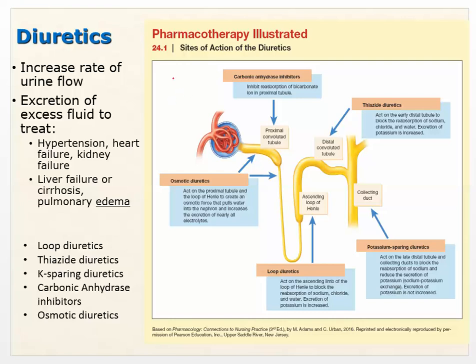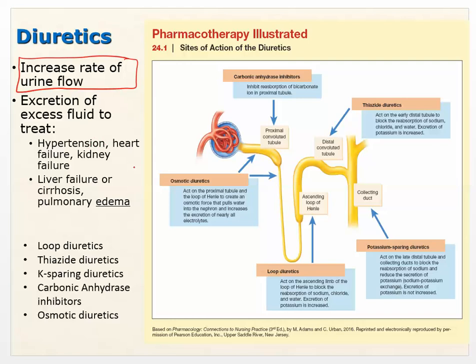Okay, so this is what we want to really talk about, diuretics. So increasing the rate of urine flow. This is what diuretics do. Okay, so you will produce more urine when you are on a diuretic. At least that's the plan. If you don't, then something else is wrong. So why do we want to excrete the excess fluid? Hopefully you already know the answer to that, because fluid is pressure.